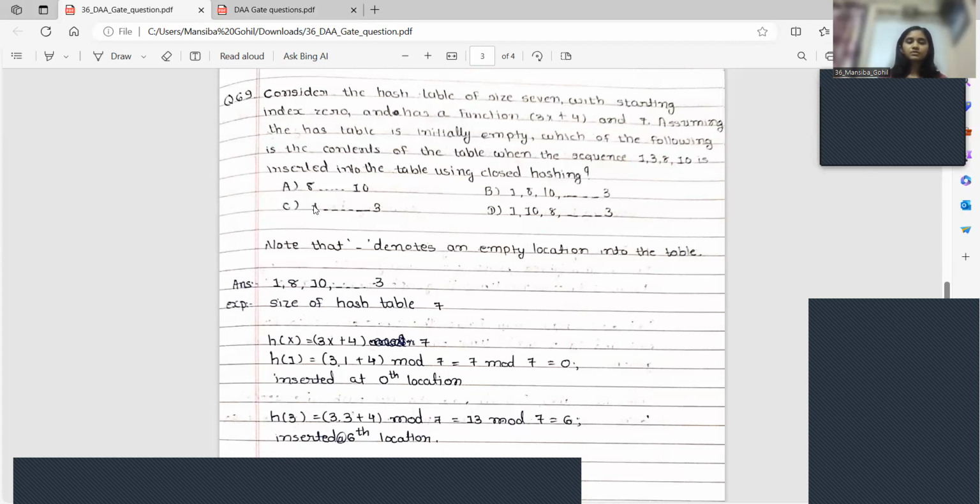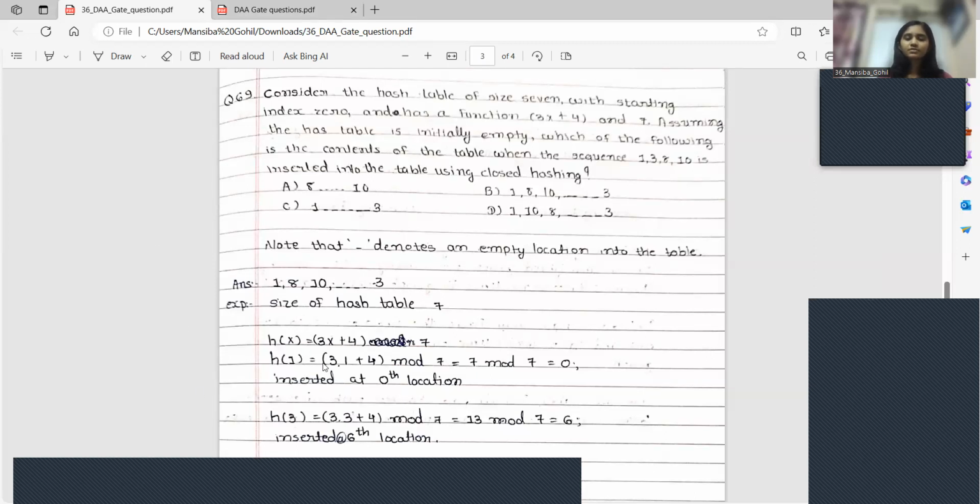So first we need to understand what the size of the table is, which is given in the question, which is 7. And using the closed hashing method, we just need to take the mod of the numbers that we have right now. So we will use the function that we have. So it would be 3x plus 7 modular 7. Sorry, 3x plus 4 modular 7.